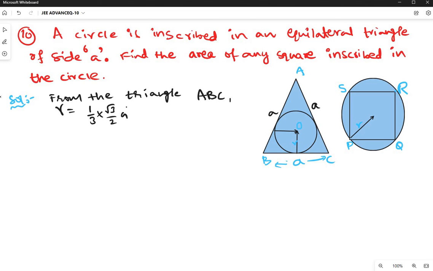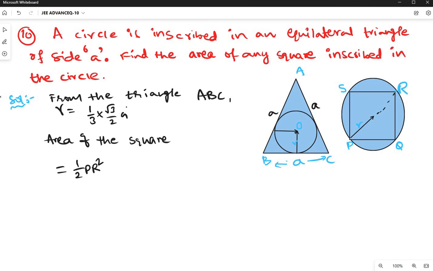Now we have to find the area of the required square. The area of the square is equal to PR square by 2, where PR is the length of the diagonal. So that is PR square by 2 in this case, that means half of PR square.